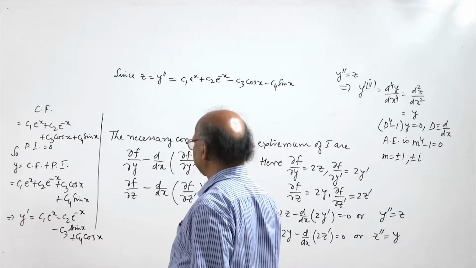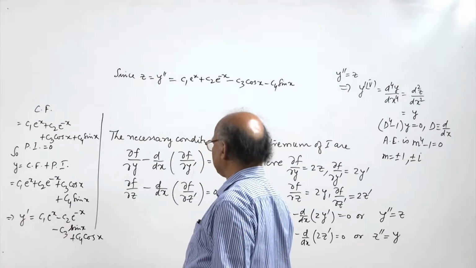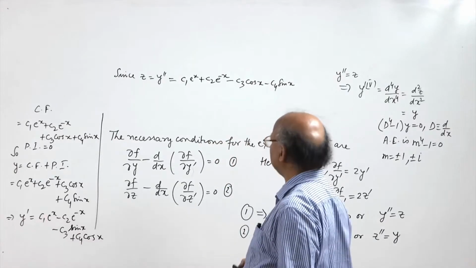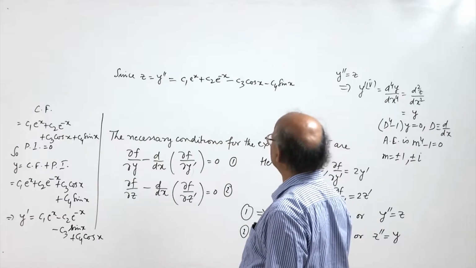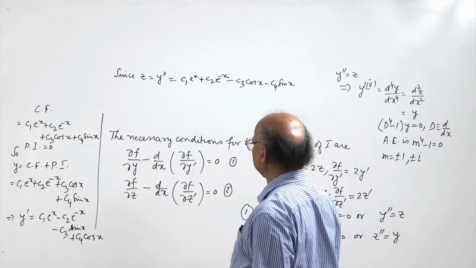When we differentiate it, we get y dash equal to c1 e to the power x minus c2 e to the power minus x minus c3 sin x plus c4 cos x. We differentiate it again, we get c1 e to the power x plus c2 e to the power minus x minus c3 cos x minus c4 sin x.